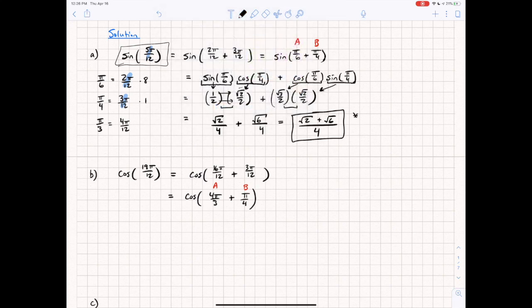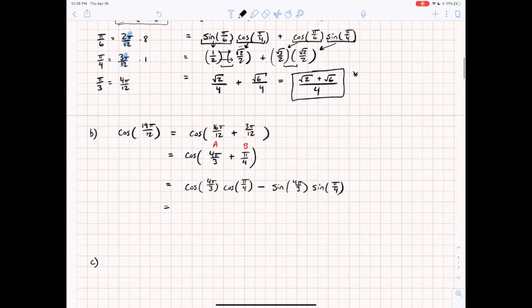So I'm going to use the formula. The formula tells me if I have cosine of A plus B, this is equal to cosine of A, so 4 pi over 3, times cosine of B, which is pi over 4, minus sine of A, which is 4 pi over 3, and sine of B, which is pi over 4. And now I'm going to go through and using a unit circle, I can find the exact values.